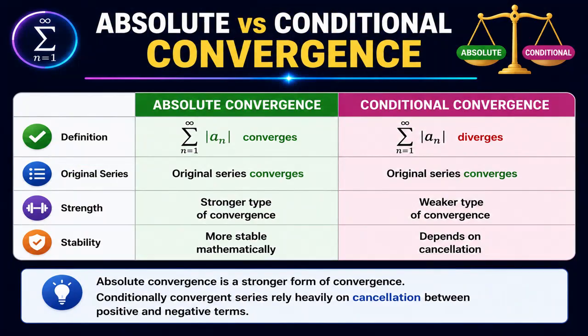Let us compare absolute convergence and conditional convergence. In absolute convergence, the absolute value series converges and the original series also converges. This is a stronger type of convergence. In conditional convergence, the original series converges, but the absolute value series diverges. This type of convergence depends strongly on cancellation between positive and negative terms.